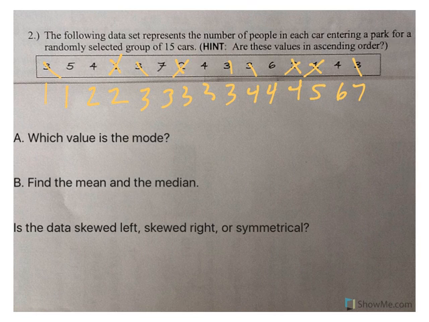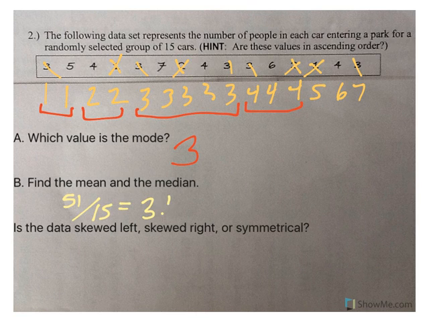Now, when you look and you're looking for the mode, what number appears most often? Well, 1 is there twice, 2 is there twice, 4 is there 3 times, but a 3 is there 5 times. So the mode is 3. Now to find the mean, we're going to add them all together and divide. So when I add all of these numbers together, I end up with 51. I divide by 15, because that's how many numbers there are, and I have a mean of 3.4. With the median, I work my way to the middle.